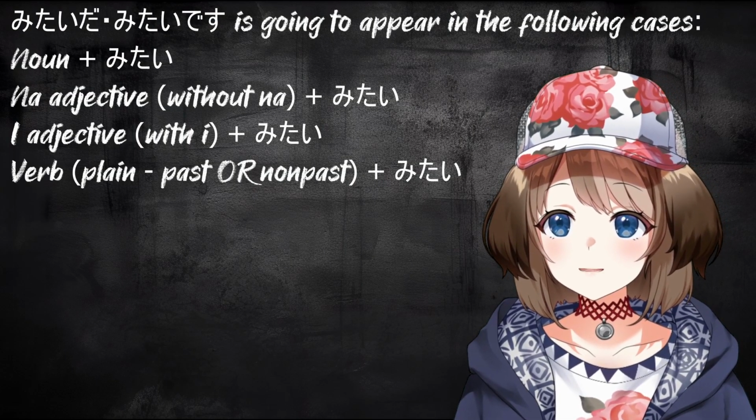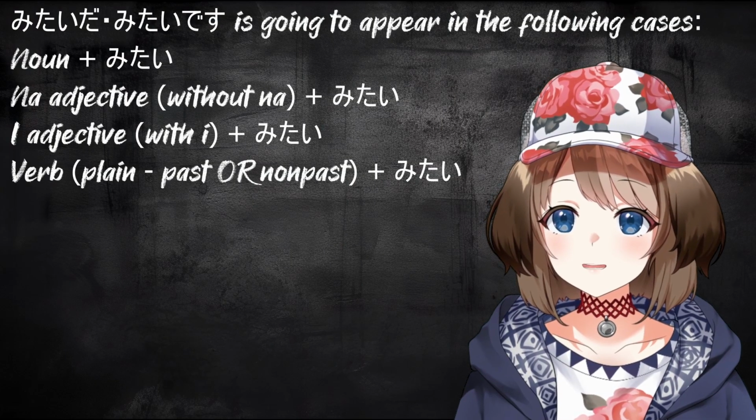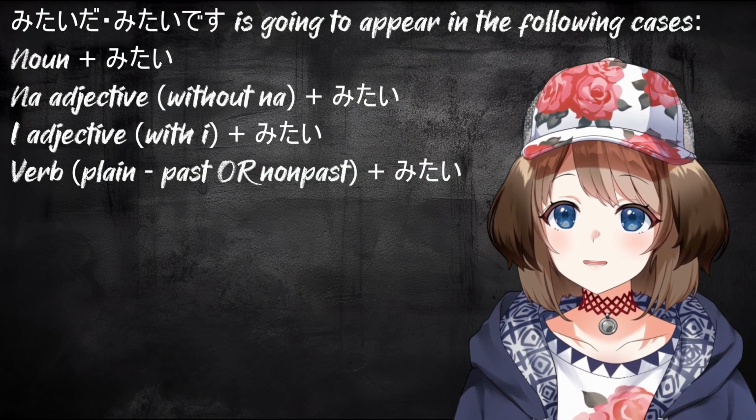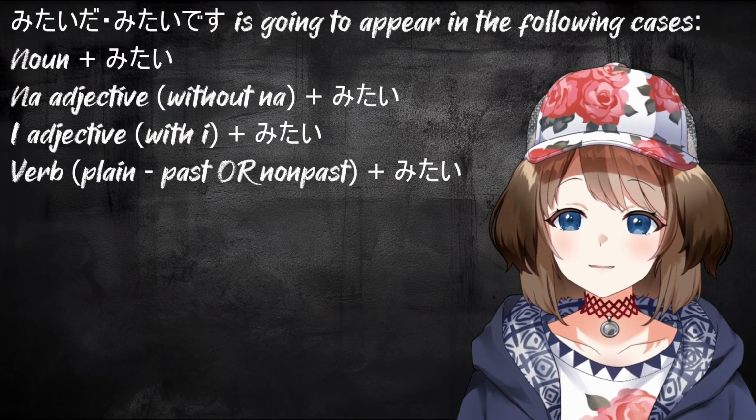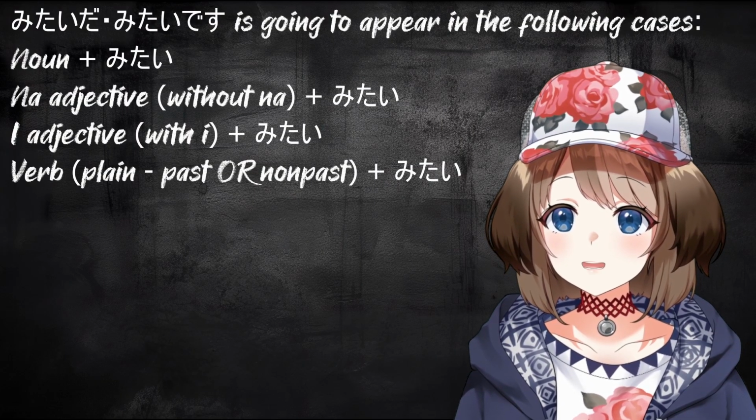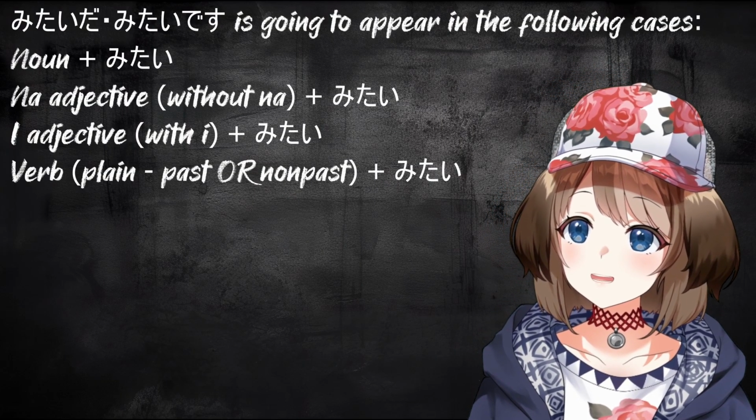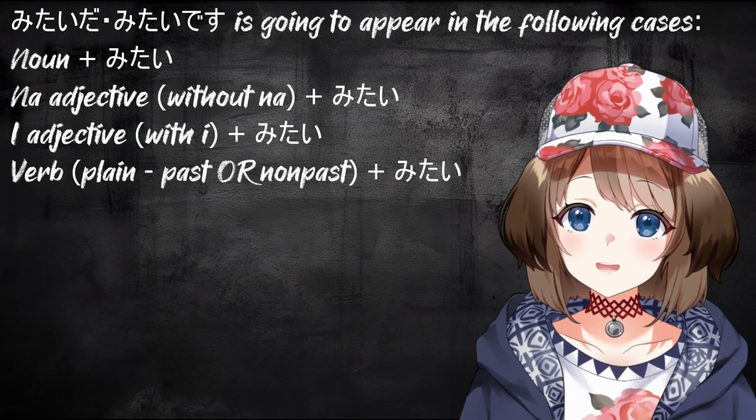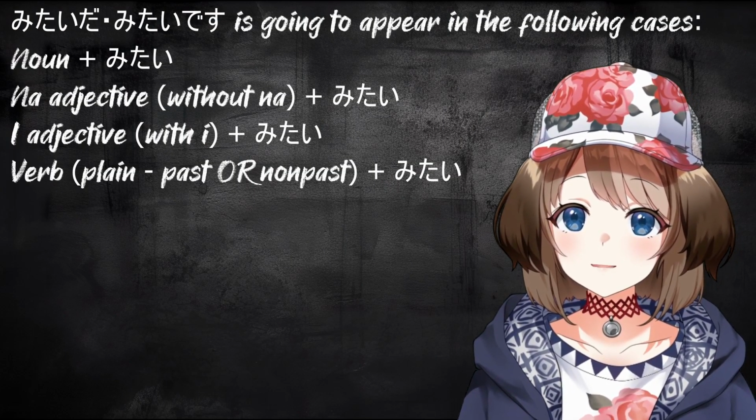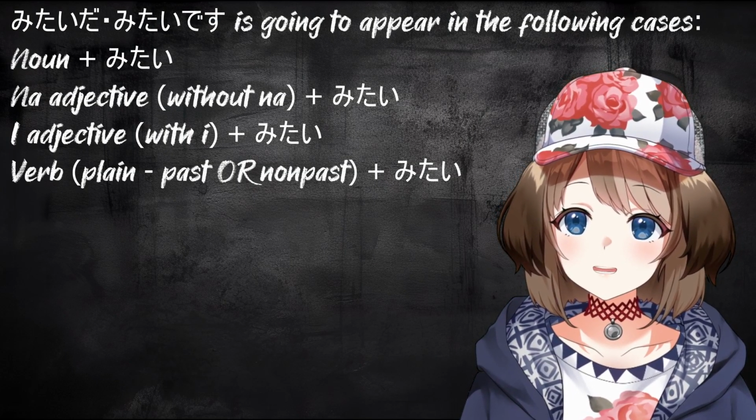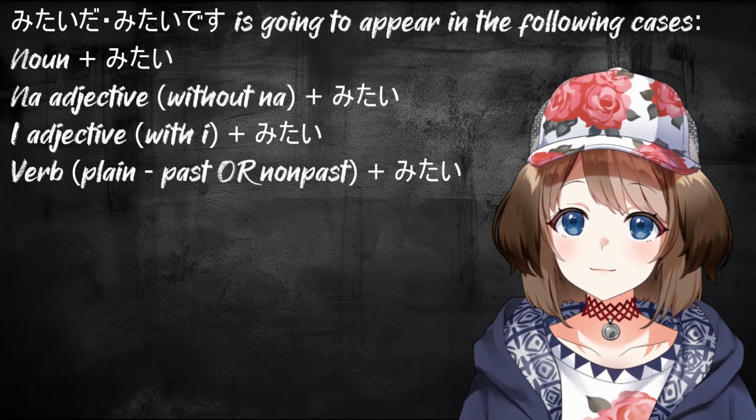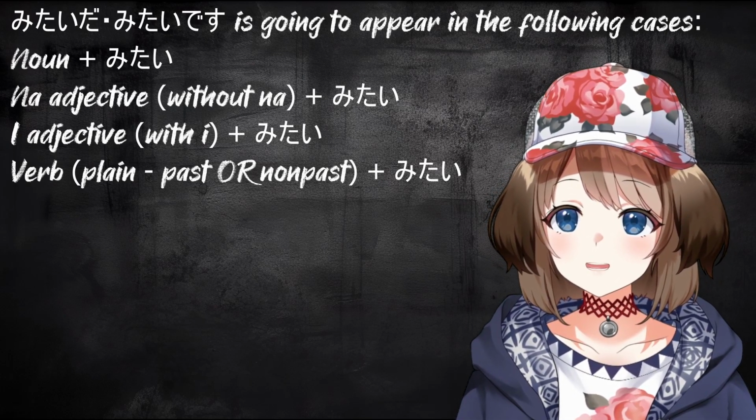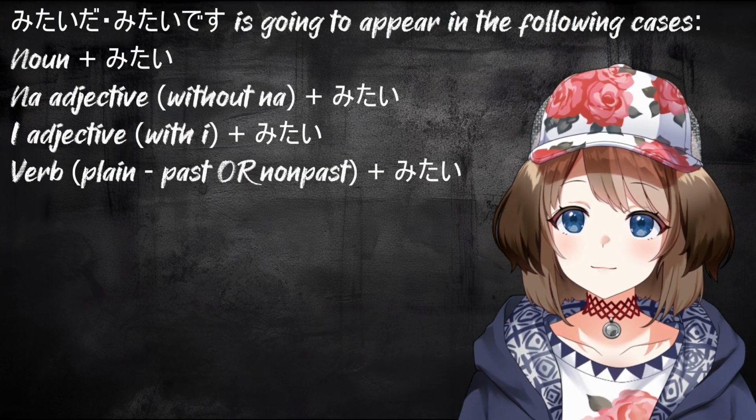E adjectives just have mitai added to their e form, like kawaii mitai, seems cute, or oishii mitai, seems delicious. Verbs are just a little bit more complicated. For mitai, when used with verbs, we end up with sentences that mean something like doing something to a certain degree, or seeming to be in some particular way or some particular state.